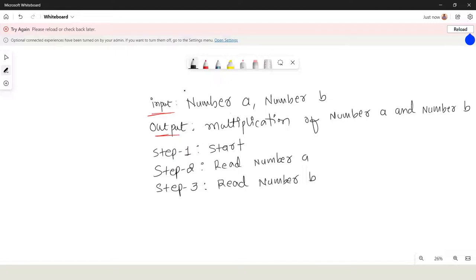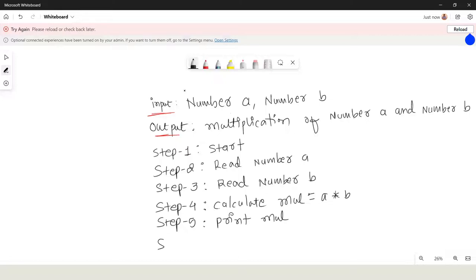After taking input from the user, that is number A and number B, I have to calculate the multiplication of these numbers, and I will store the multiplication of these two numbers in a third variable called mul. So step 4 would be calculate mul is equal to A into B. Then step 5, print the result, that is multiplication, and step 6 would be stop.